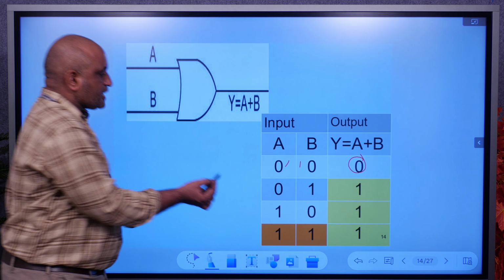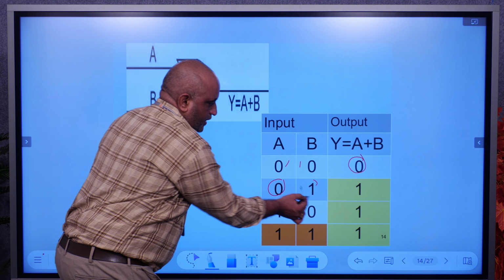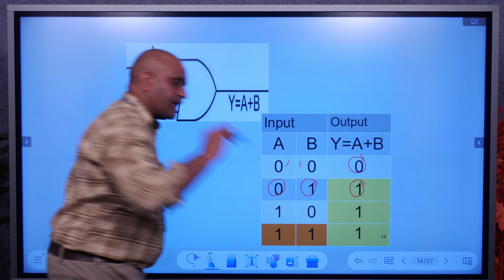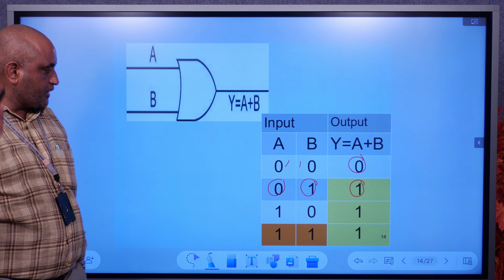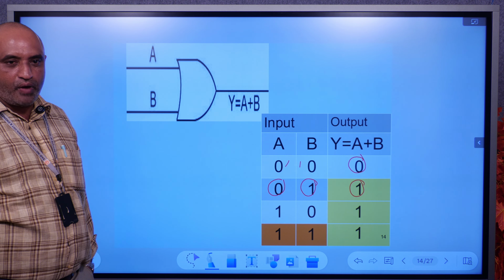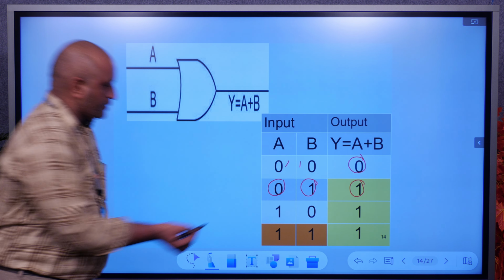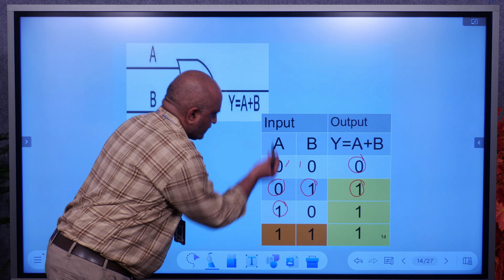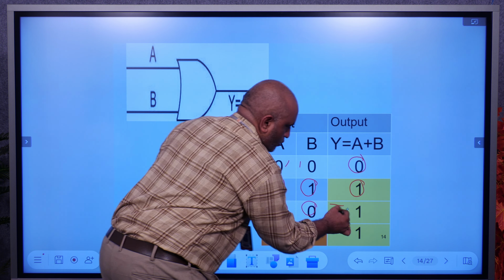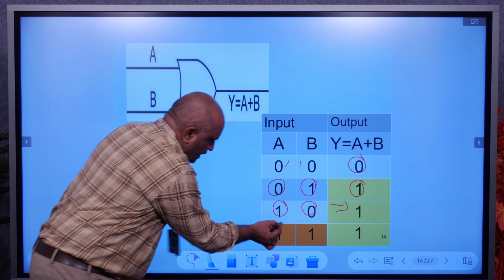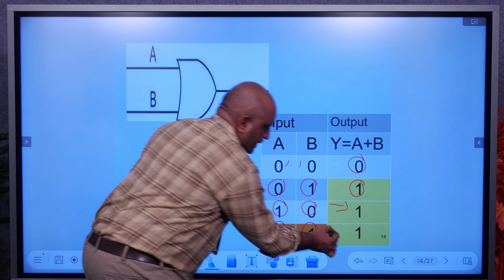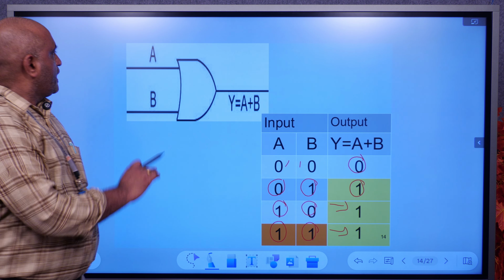Another one: A is 0, B is 1, output is 1. If any input is 1, output is 1. Another: A is 1, B is 0, we get the output 1. Both inputs are 1, A also 1, B also 1, we get the output 1. This is the OR gate diagram.